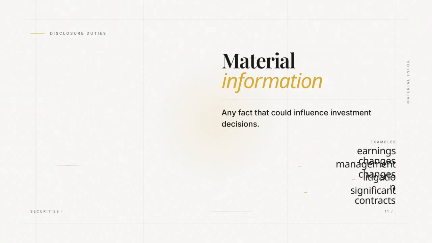Now let's dive into disclosure duties, which are essential for maintaining transparency in our operations. Material information refers to any fact that could influence an investor's decision. This includes important changes in earnings, shifts in management, ongoing or potential litigation, and significant contracts that could impact the company's future. Understanding what qualifies as material information helps ensure we're meeting securities rules and providing all stakeholders with the relevant details they need to make informed choices. This transparency is crucial for maintaining trust and compliance in the marketplace.